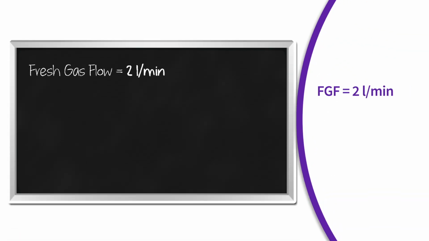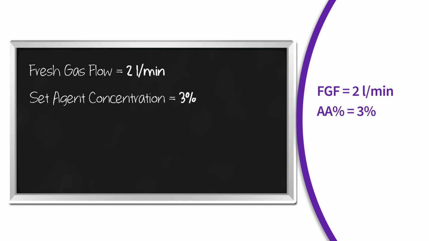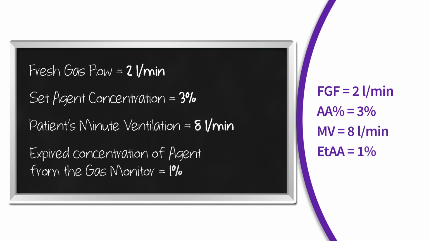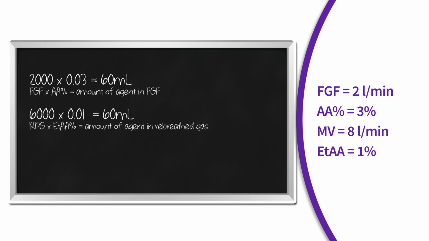Let's put values to these parameters. Fresh gas flow at 2 liters per minute, set agent concentration at 3%, patient's minute ventilation is 8 liters per minute, the expired concentration of agent from the gas monitor is 1%. So, with 8 liters per minute of minute ventilation, 2 liters per minute of fresh gas flow at 3% set agent concentration equals 60 milliliters. 6 liters per minute of rebreathed gas at 1% expired agent concentration equals 60 milliliters.